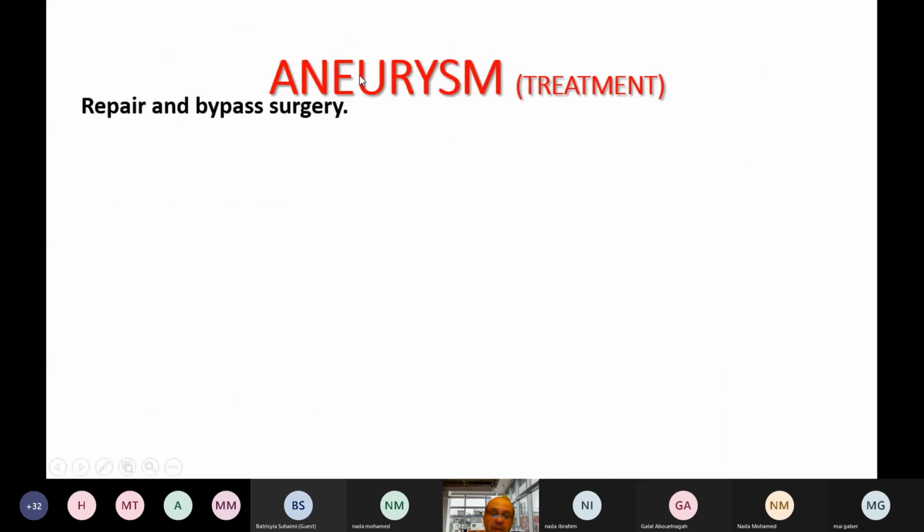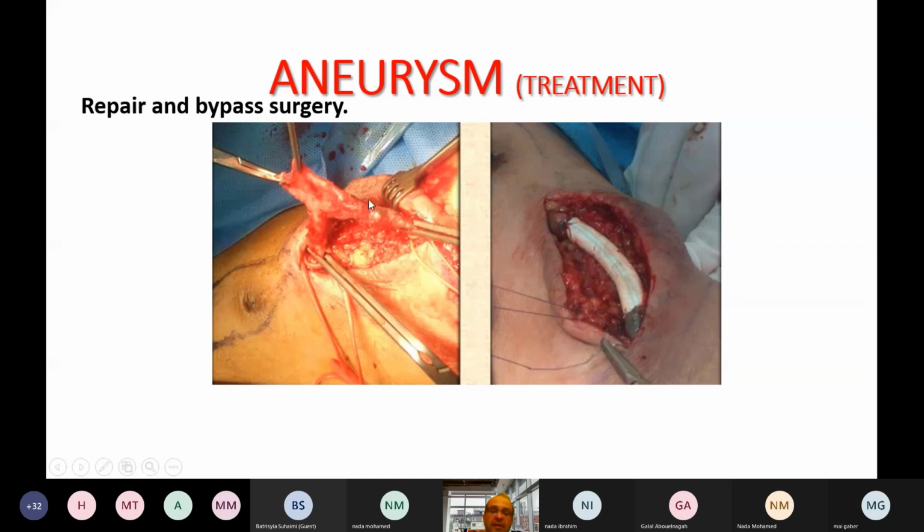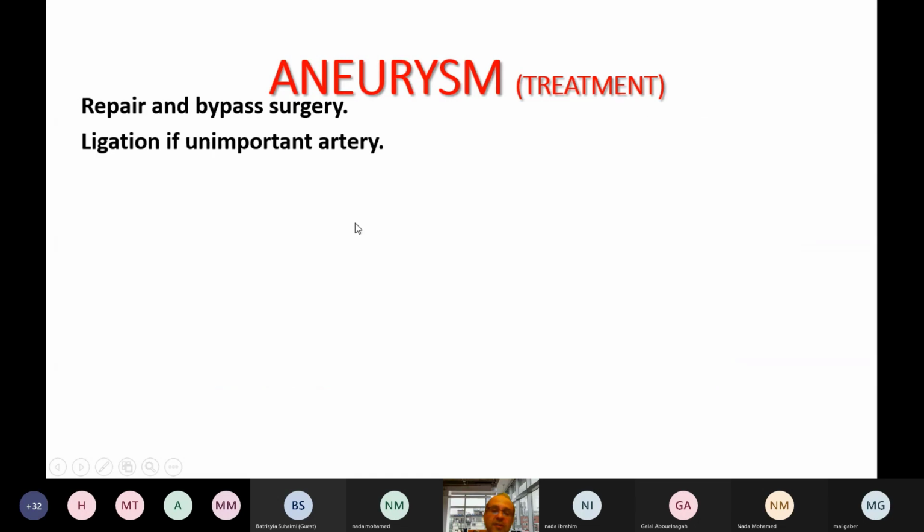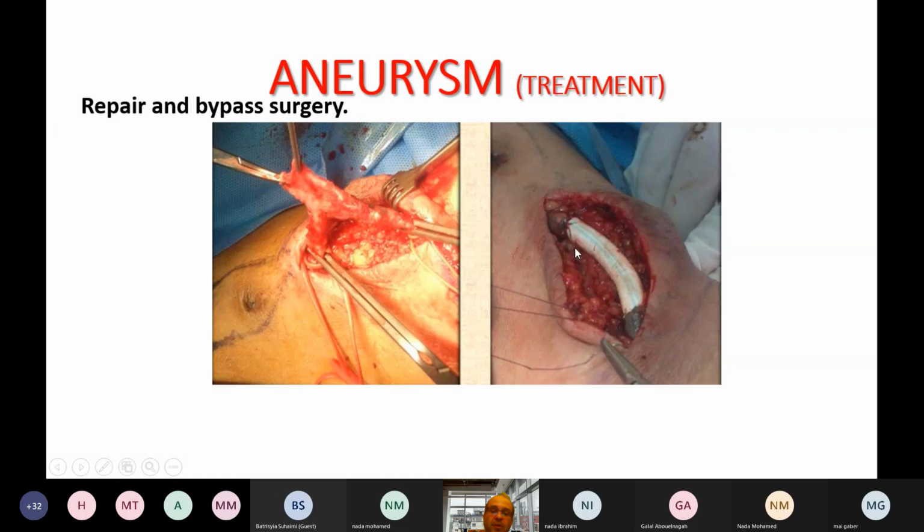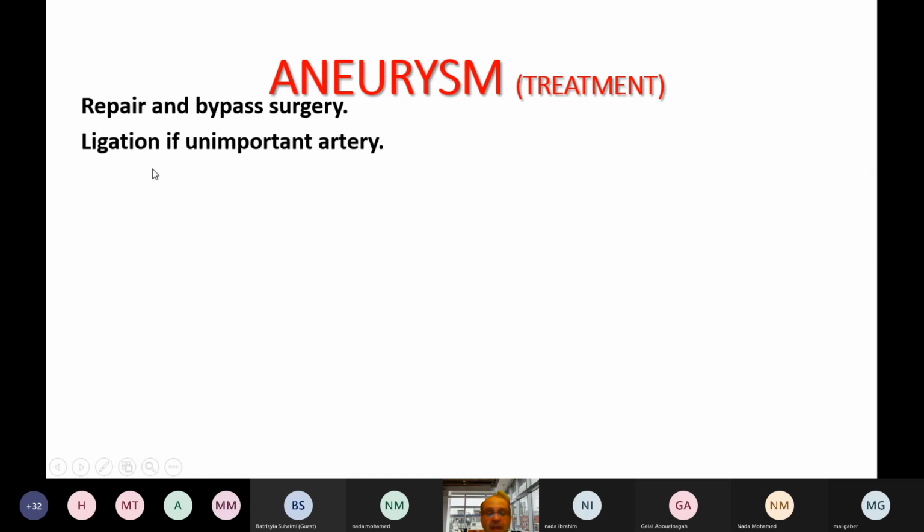How can we treat an aneurysm? As we have mentioned, what is an aneurysm? It is a localized dilatation of the artery. So because it is localized, I can treat it. For repair of the aneurysm, I can excise the part because it is localized. This is the artery which is dilated with the aneurysm. I localize this part and replace it with a synthetic material. So I removed the weak part of the aneurysm and replaced it with a graft.